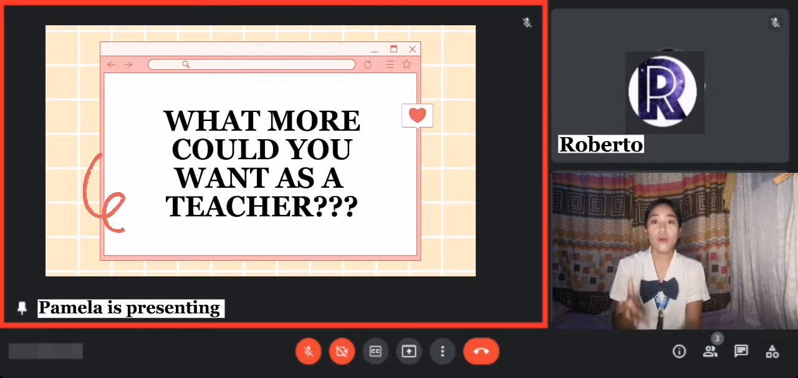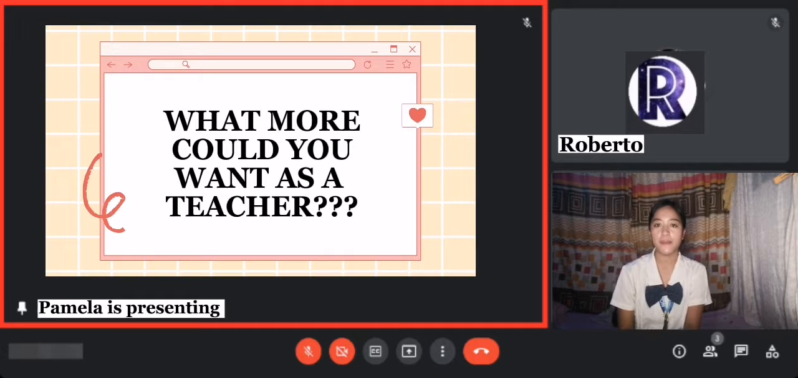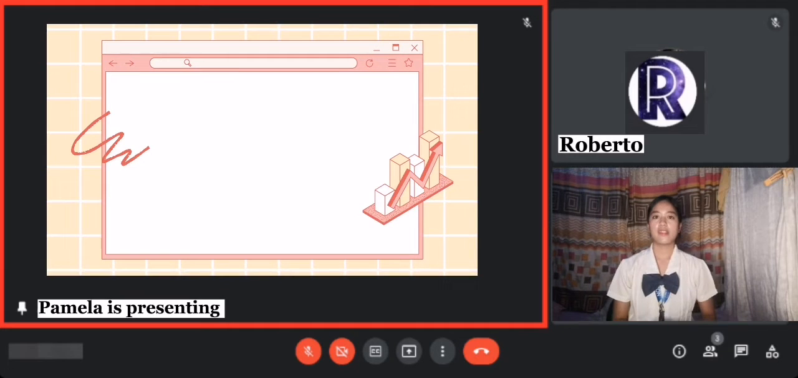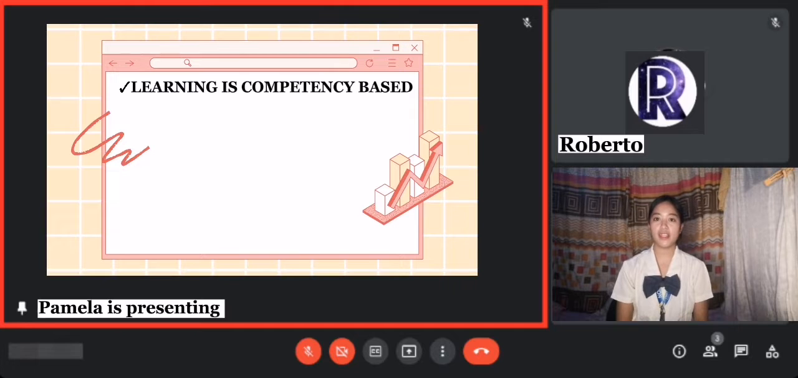So, what more could you want as a teacher? Students with a higher degree of involvement have higher levels of motivation. The sense of ownership will encourage students to become committed in their learning journey since they have a degree of choice in the learning. The second principle of student-centered approach is that learning is competency-based.